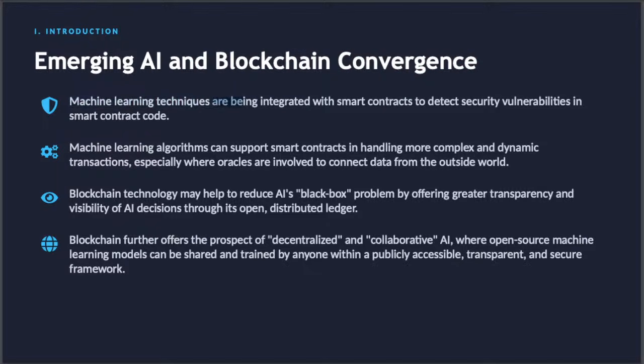Machine learning techniques are being integrated with smart contracts to detect security vulnerabilities in smart contract code. So there are going to be ways of verifying that there are no issues in the code, to the degree that there can be some confidence in having it execute autonomously. The machine learning algorithms can support smart contracts in handling more complex and dynamic transactions, especially where oracles are involved to connect data from the outside world.